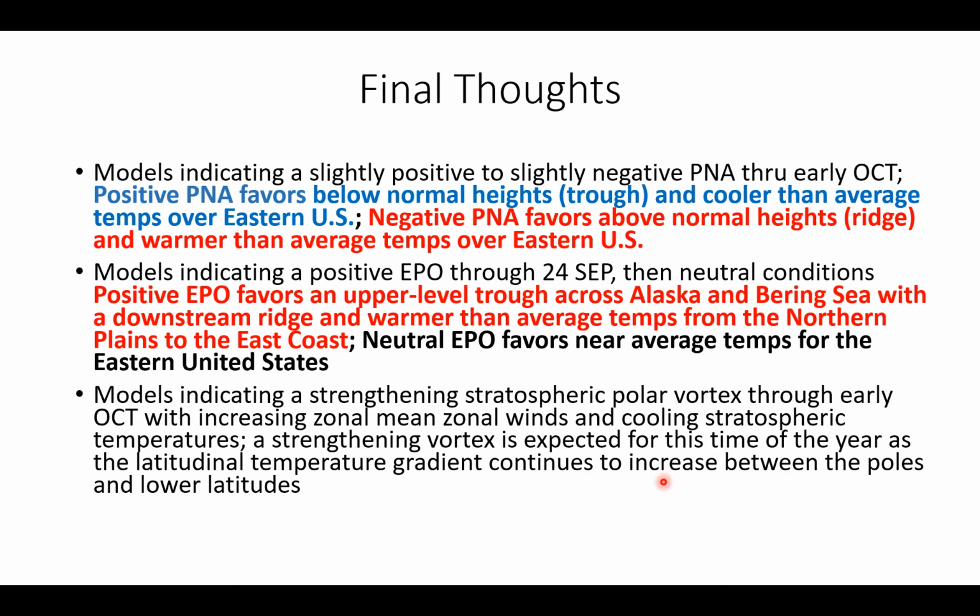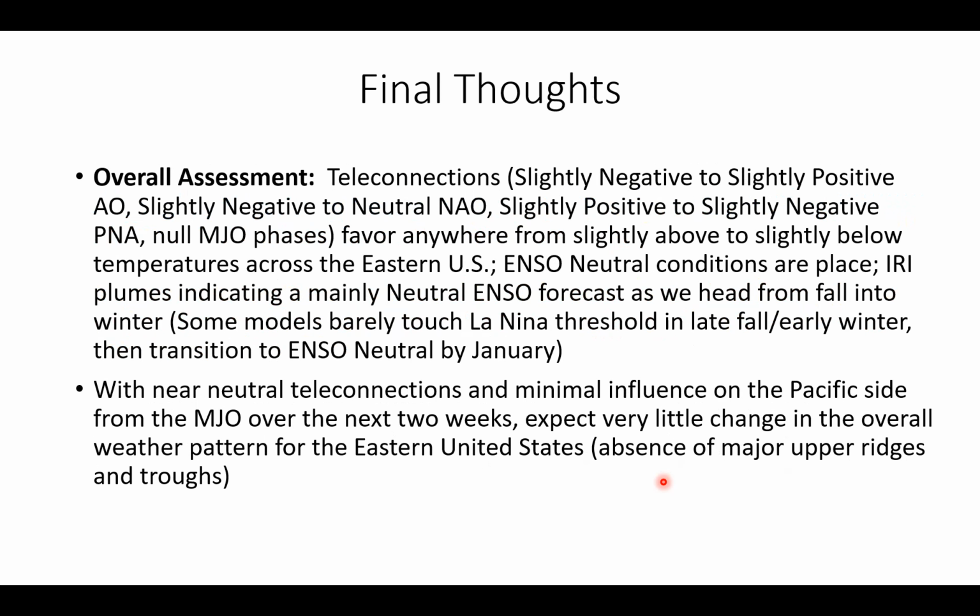So we're starting to increase, we're getting a larger temperature difference across latitude lines as we head further and further into fall. And my overall assessment, based on everything we see here, with the teleconnections being slightly negative, ranging slightly negative to slightly positive for the AO. We're seeing a slightly negative to neutral NAO in the forecast, a slightly positive to slightly negative PNA, and null MJO phases. You put that all together, and it favors anywhere from slightly above to perhaps slightly below temperatures across the eastern U.S.